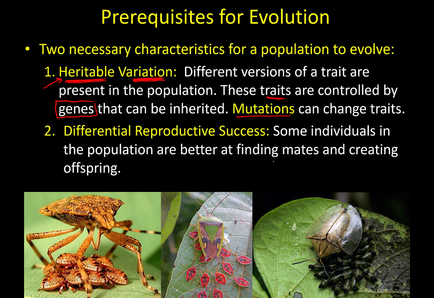The second is another mouthful. It's differential reproductive success. This is a fancy name for a really simple idea. Some individuals in your population are going to be better at either finding mates and or creating new offspring. It means some individuals are going to be better at having sex, obtaining mates to have sex, and further, they're going to be better at creating babies. What this boils down to is these individuals are better at passing their genes on to the next generation.